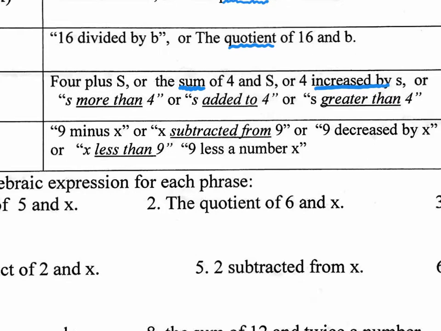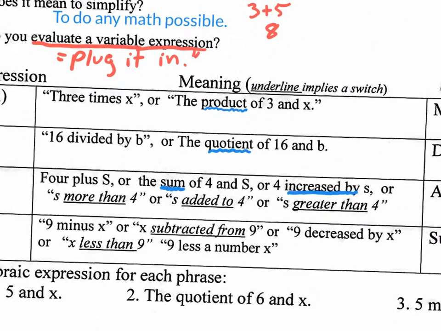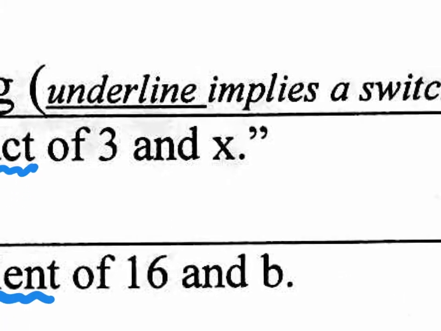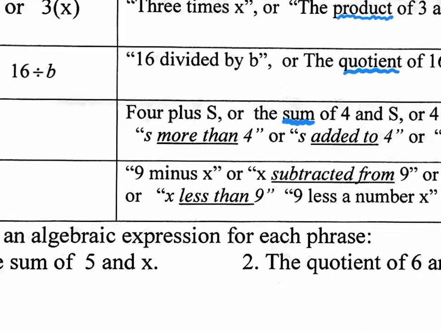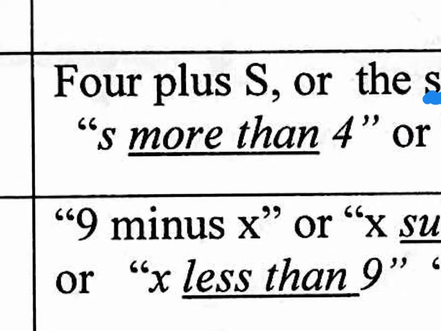Now, these next ones are very interesting because they are underlined for us. More than, added to, greater than. Now, up here, it says if they're underlined, it implies a switch in order. Okay? So, s more than 4. Okay? A lot of people read that s more than 4 and they write it like this, s plus 4. And ladies and gentlemen, that's incorrect. Right? Even though it would still work out if you were evaluating a variable expression, but the words more than imply a switch.